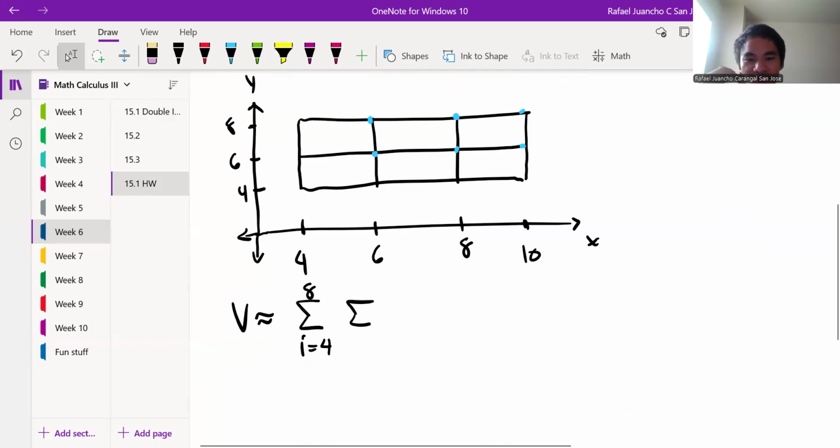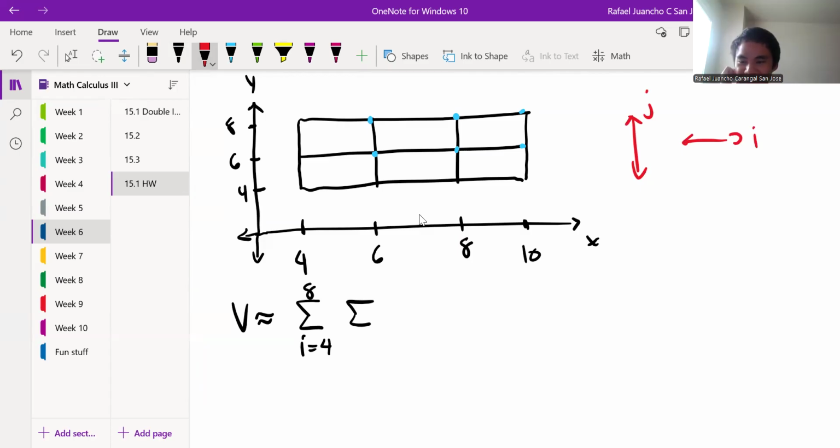So here I start from my J going up, right? So this is me going up and down. Okay, let me just give some clues. Going up and down, that's J. Going left and right, that's I. So if I move left and right, I'm moving my I. If I move up and down, I'm moving my J. So here I start with my J, starting from 4 going all the way to 8. And then here it's from 4 going all the way to 10.